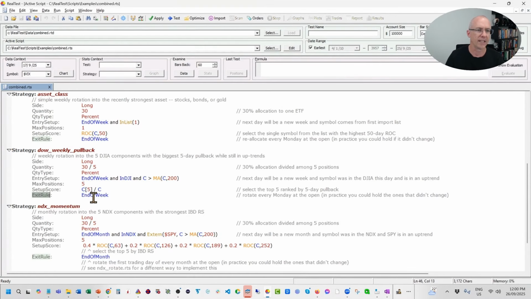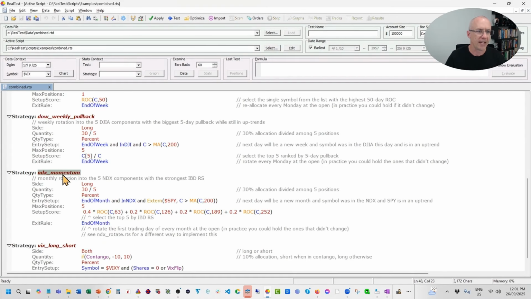The exit rule is end of the week. The third strategy here, the NASDAQ momentum. This is another rotational system, long side, 30% allocation, 5 equal positions. The entry is it's the end of the month. So this is a monthly system, not weekly. It has to be in the NASDAQ 100 index, and we also want the SPY to be greater than the 200-day moving average of the SPY. So this is a market regime filter. 5 equal positions, as we said before.